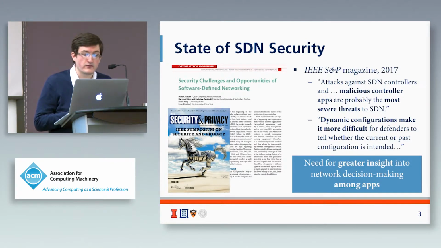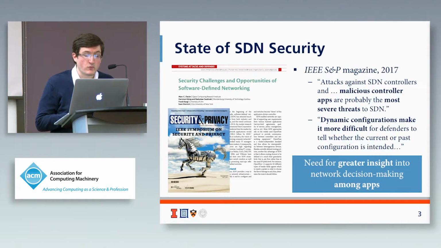So while SDNs have been used to improve end host security through these flexible policies, the security posture of SDN itself must be considered. An article from IEEE Security and Privacy Magazine from last year noted that attacks against SDN controllers, and in particular malicious controller applications, are probably the most severe threat at the moment to software-defined networks.